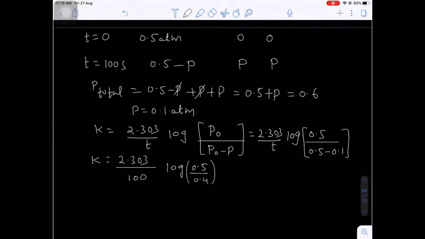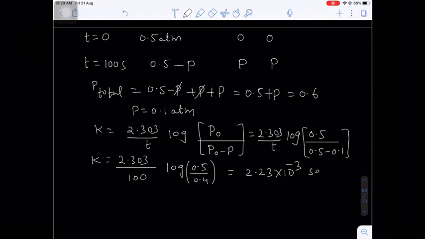Do you know the log 5 value? Yes, log 5 is 0.6990 and log 4 is 0.6020. After complete simplification of this expression, you will get the rate constant value equal to 2.23 into 10 raised to minus 3 per second. This is the rate constant K value.